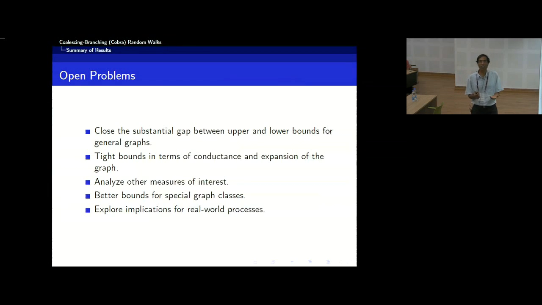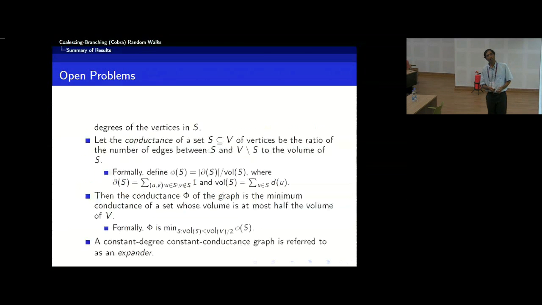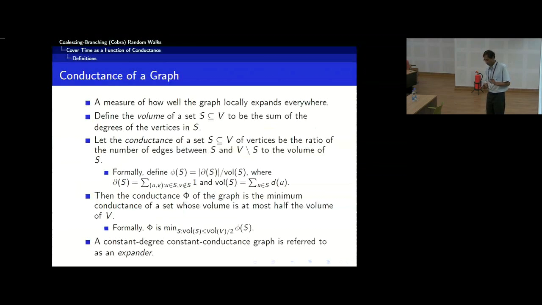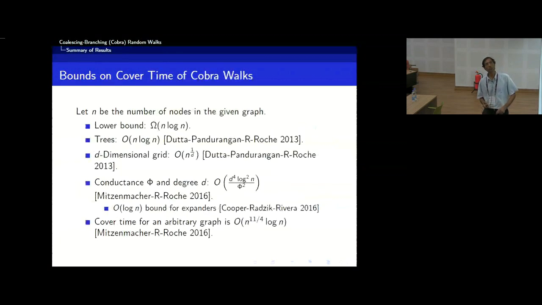Better bounds for special graph classes; we haven't looked at things like preferential attachment graphs and so on. And connect this to other processes that we have discussed in this meeting, as well as other processes that other people have looked at. All right, so I'm going to talk about these two results. I'll spend maybe a few minutes on each of those.